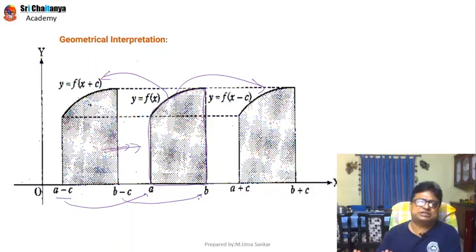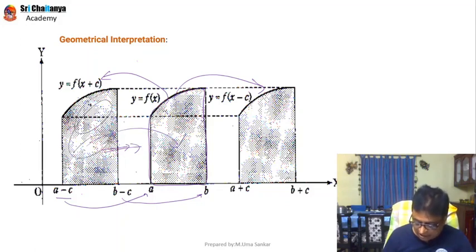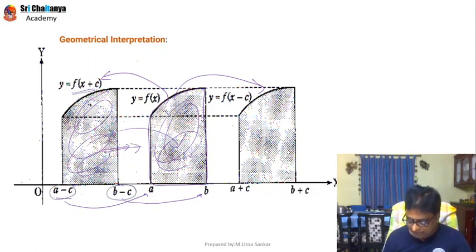But the graph has only shifted. The shape and the area have only shifted. The original area here is nothing but here. That means the same area under this curve is nothing but the same area under this curve. That is, the area bounded by the curve y equal to f of x plus c between a minus c to b minus c is nothing but the area bounded by the curve y equal to f of x between a and b. The similar thing holds good for f of x minus c also.